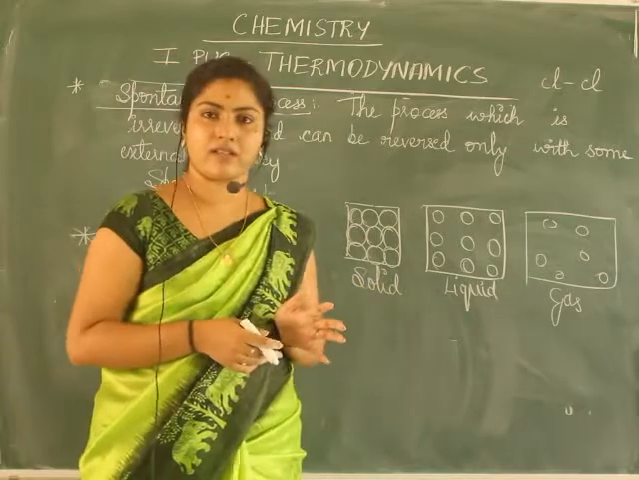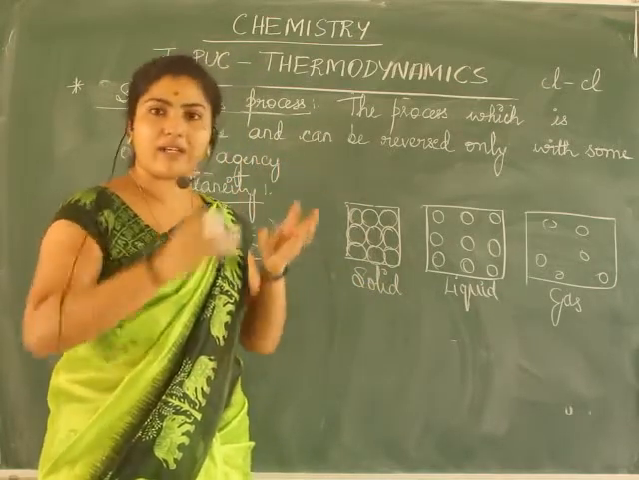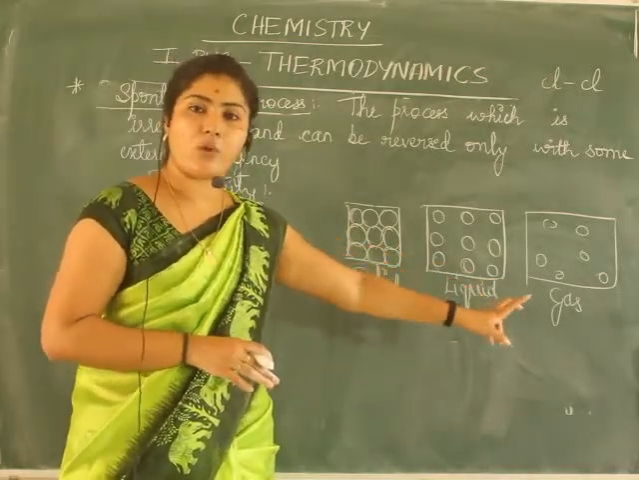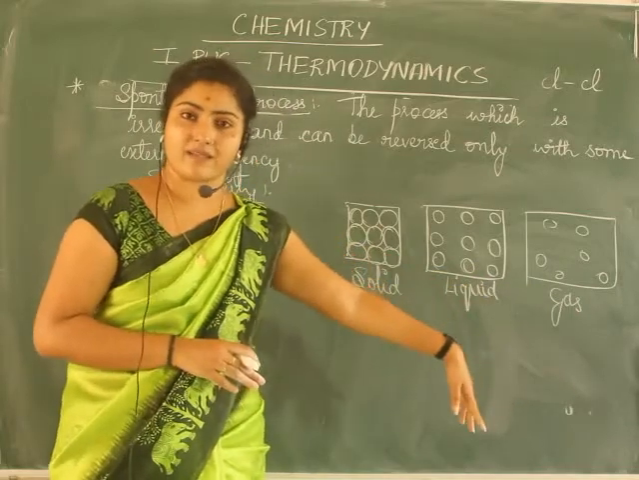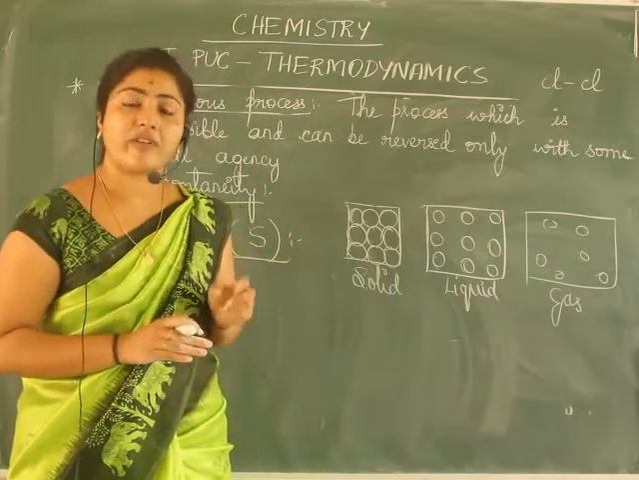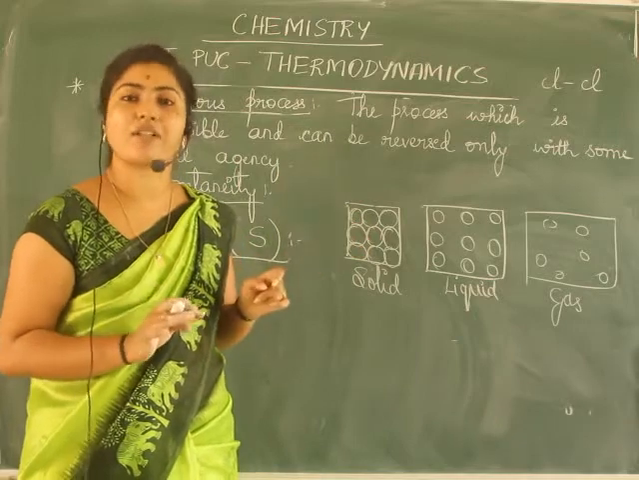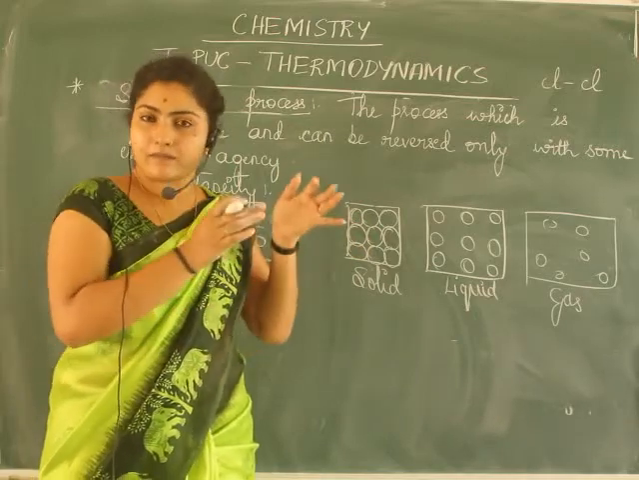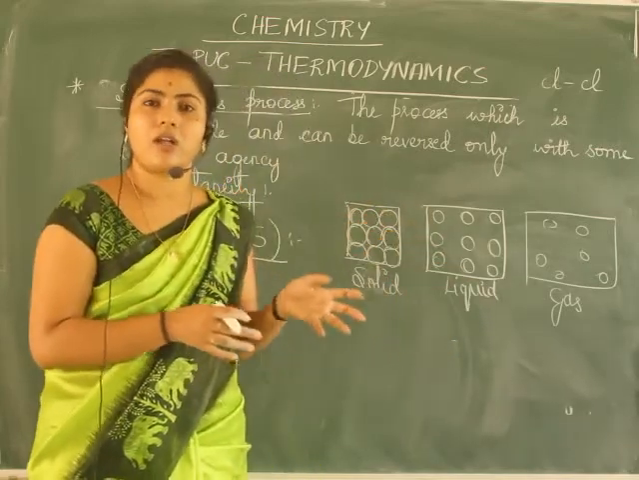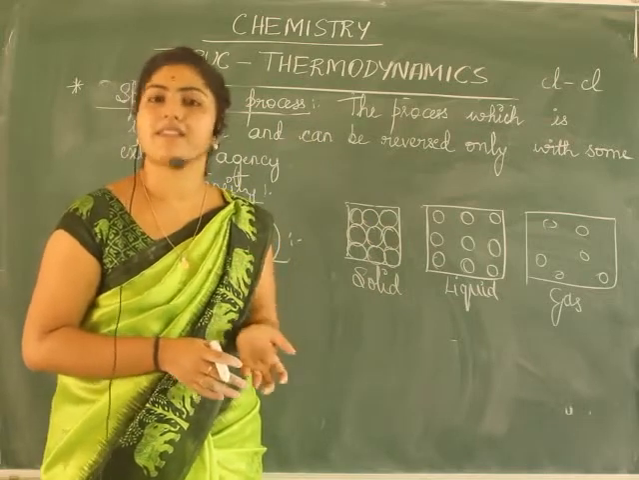Come to gas. Take air as an example. In air, do you say the particles are orderly arranged? No, disorderness is more there. So we say entropy is more in gases. Are you getting the point? Entropy is nothing but the measure of degree of disorderness or randomness in a system. In thermodynamics, we use the term system to mention the part of the universe which is under study.